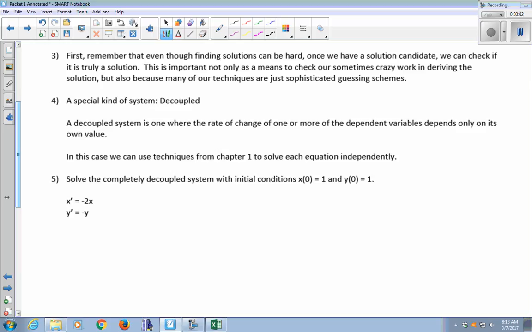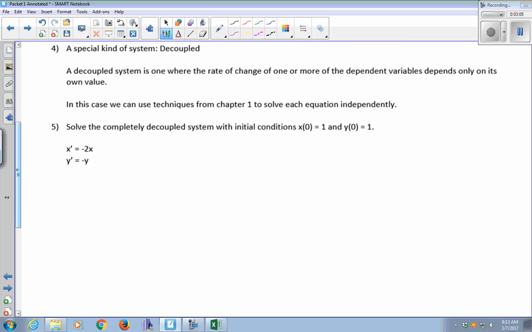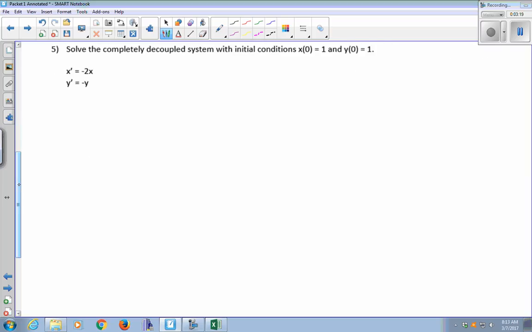All right, so a special kind of system is a decoupled system, where the rate of change of one or more of the dependent variables depends only on its own value. So in this case, you can just use techniques from chapter 1 and solve each equation separately. Okay, so here's a completely decoupled system with some initial conditions.